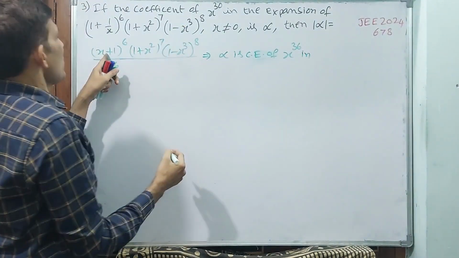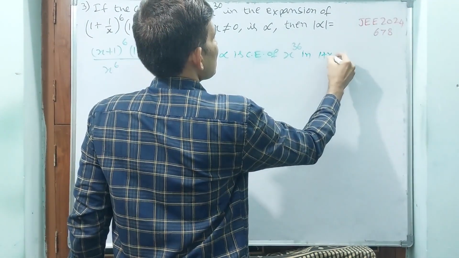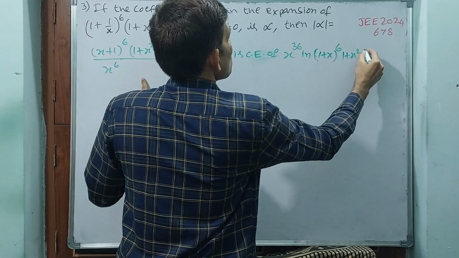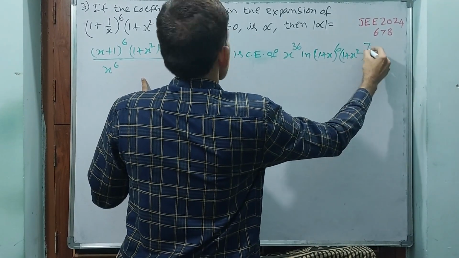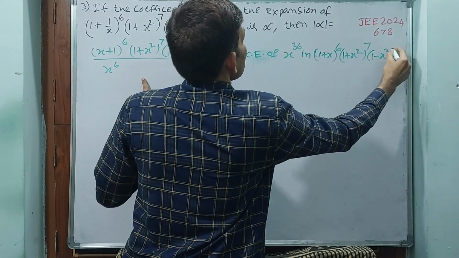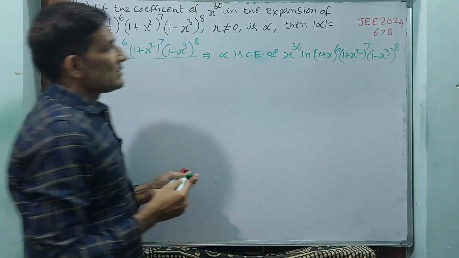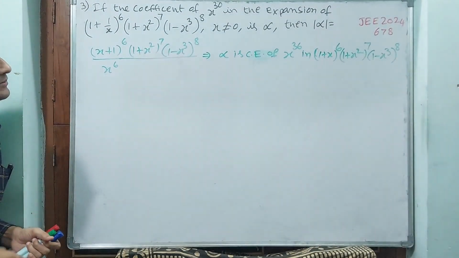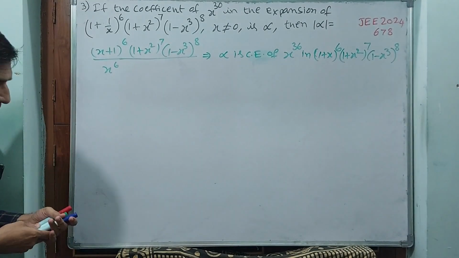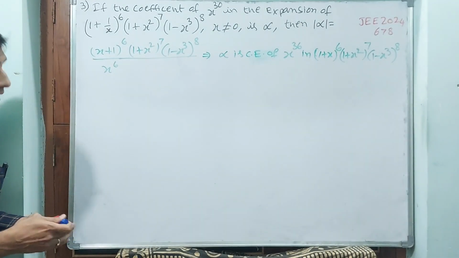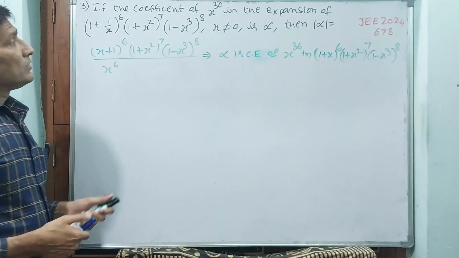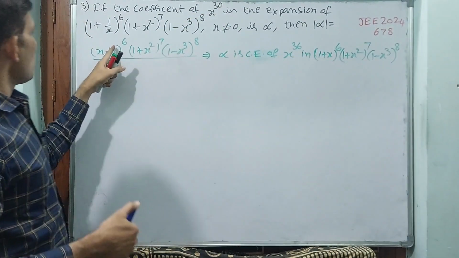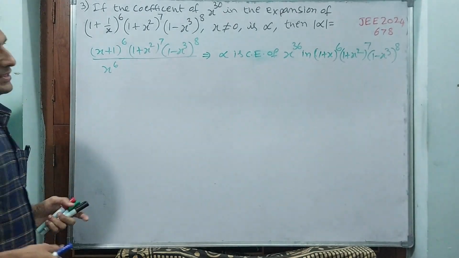In this numerator I am writing (1 + x)^6 (1 + x^2)^7 (1 - x^3)^8. Do you accept? Why? Because now we did not write this x^6. Only those three terms' multiplication you have to write. Okay. Now also, rather than x^30, we have to get x^36. Why? Because we have modified and removed this x^6.